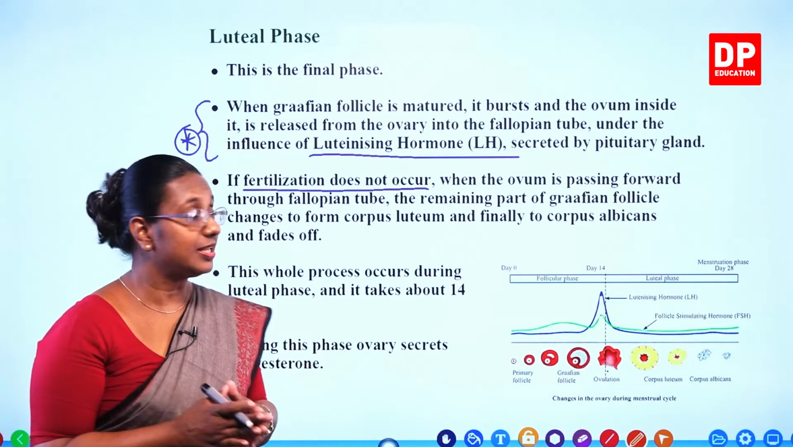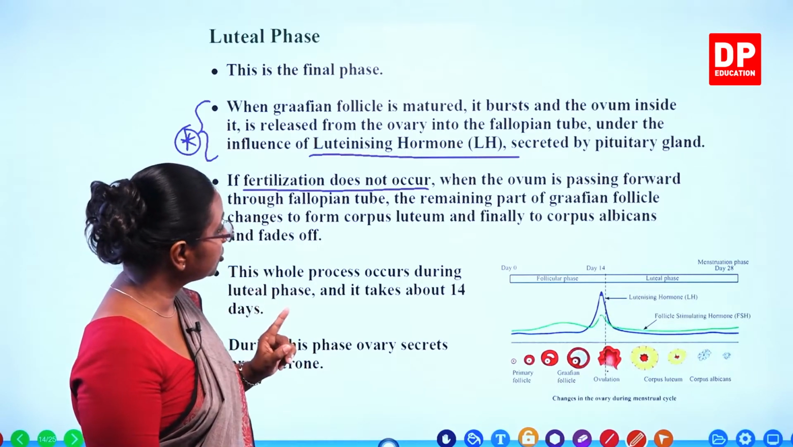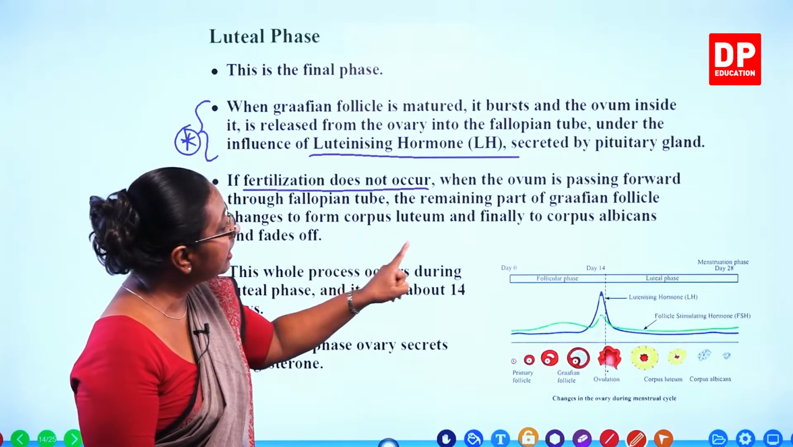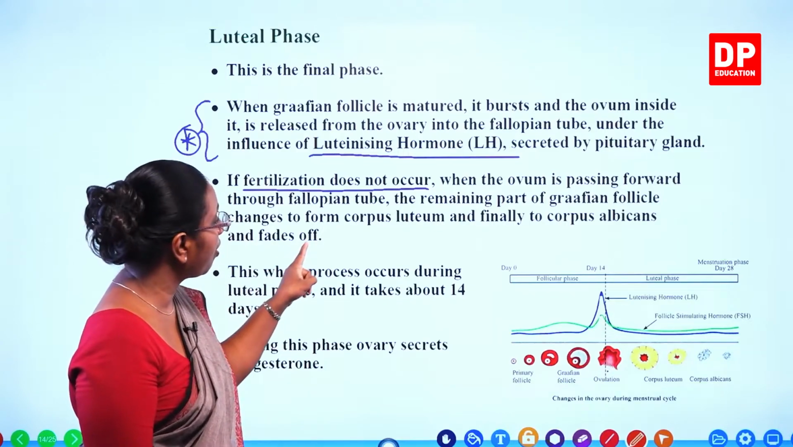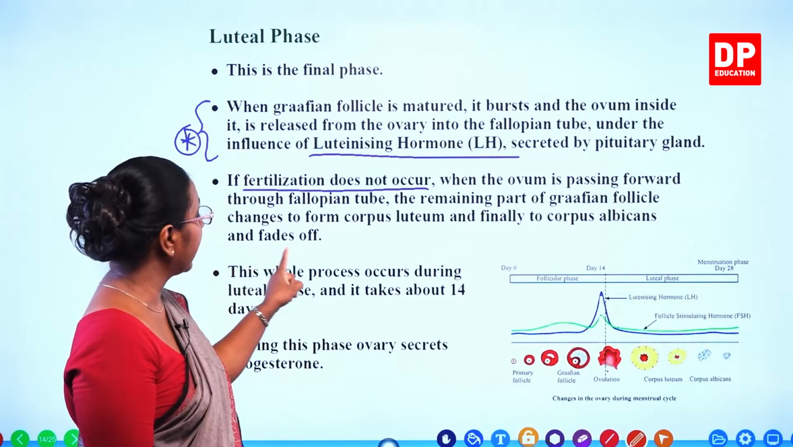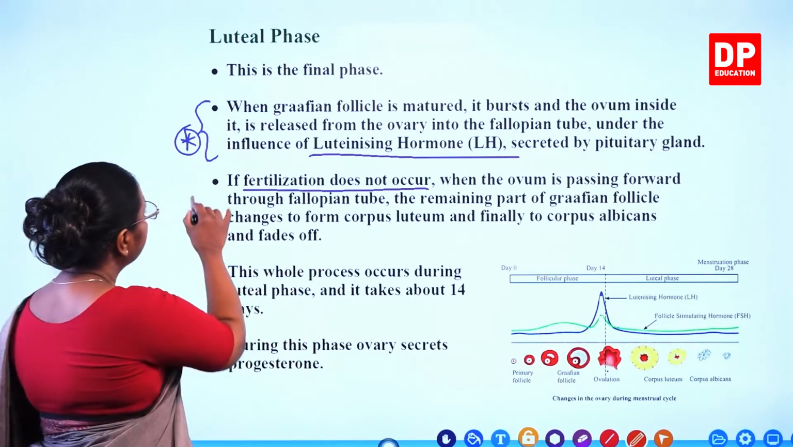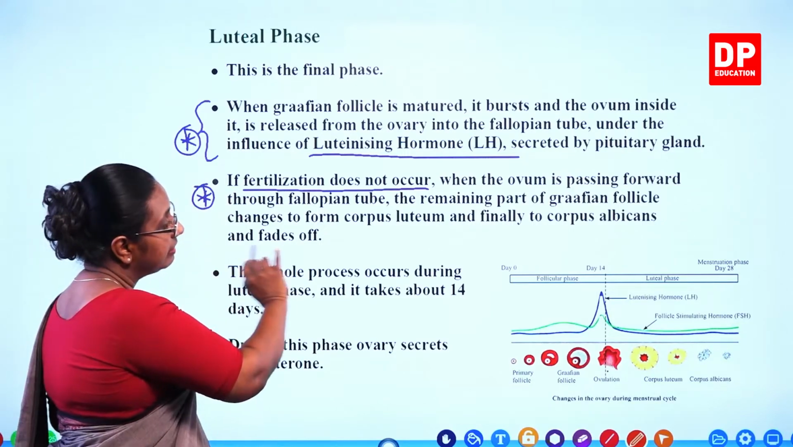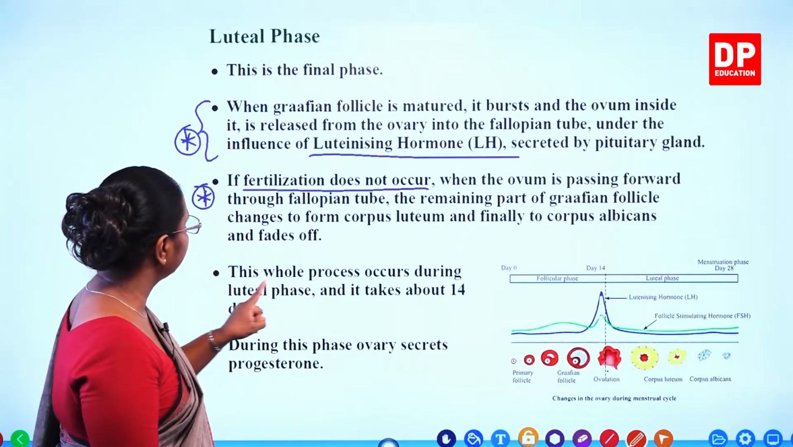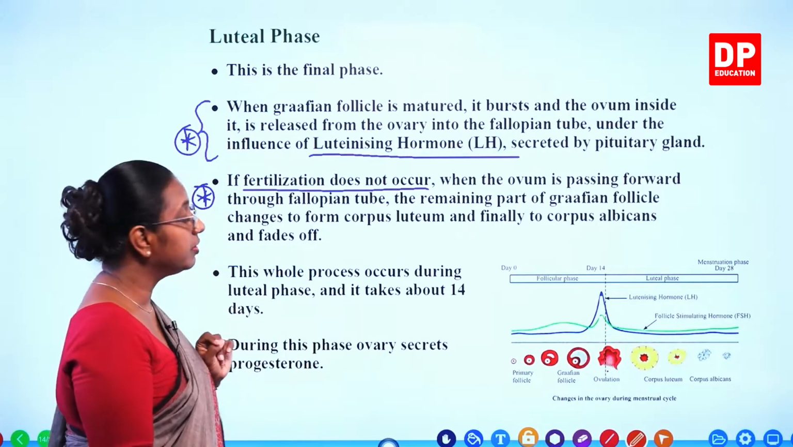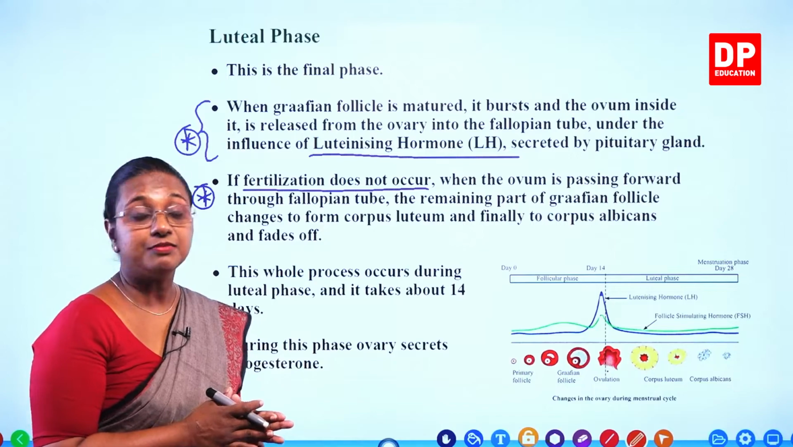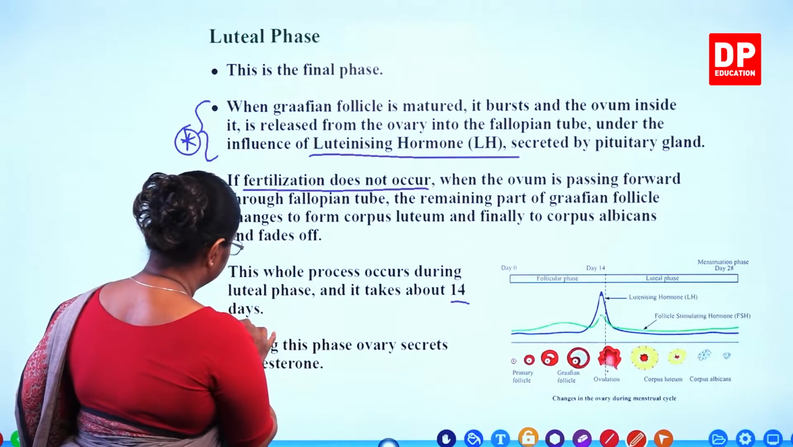Normally, fertilization takes place there. But if fertilization does not occur when the ovum is passing forward through the fallopian tube, the remaining part of the Graafian follicle changes to form the corpus luteum and finally the corpus albicans, and fades off. So, this is if there is no fertilization. This whole process occurs during the luteal phase and it takes about 14 days. So, here the cycle has two phases, both are 14-day phases.